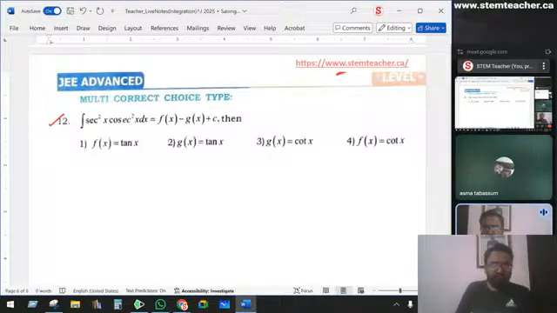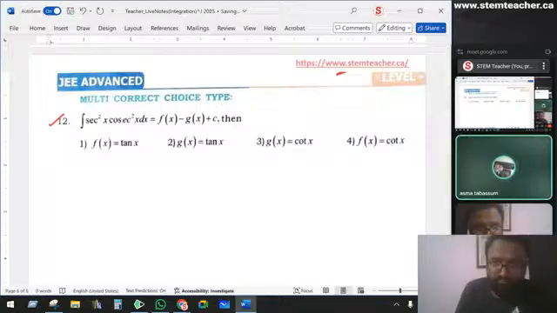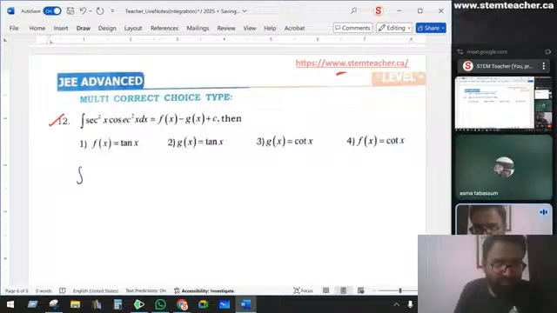Can you see this problem? What is the question, Kumar? Integration of sec square x into cosec square x dx is equal to f of x minus g of x plus c. Very good. So we have to just evaluate this part. Yes. So integration of, I'll take a red pen.